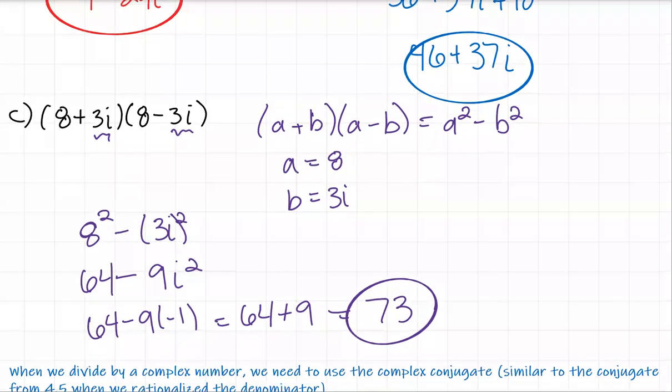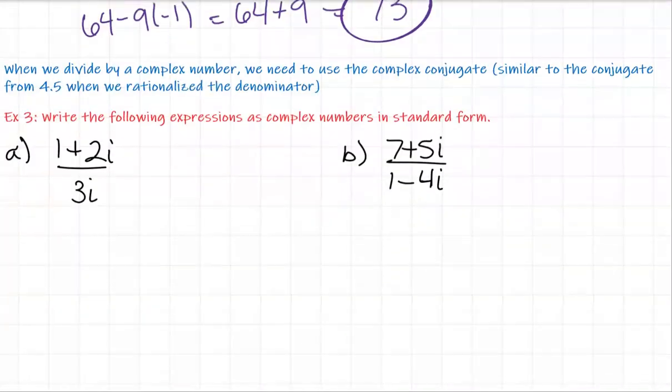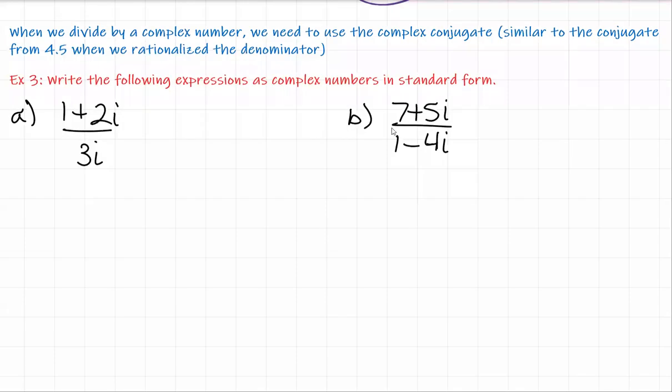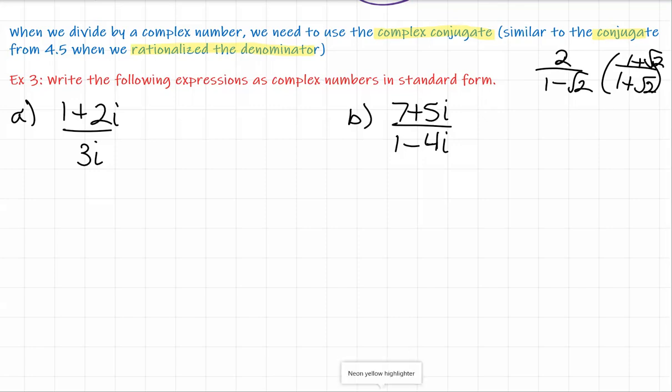Okay, we did 3 operations. We have 1 left, division. It's the most complicated one, but it's not hard at all. In fact, it'll look pretty familiar, the process we're going to do. When we divide by a complex number, we need to use the complex conjugate. And this is similar to the conjugate we talked about when we rationalize the denominator, right? If I wanted to rationalize, say, 2 over 1 minus square root of 2, then I multiply top and bottom by 1 plus root 2. It's very much the same idea here. Okay, so let's see how that works.